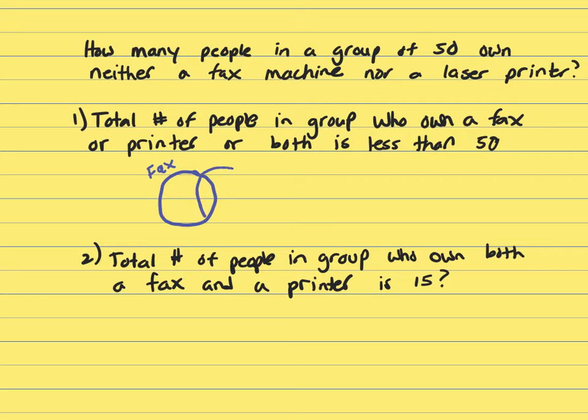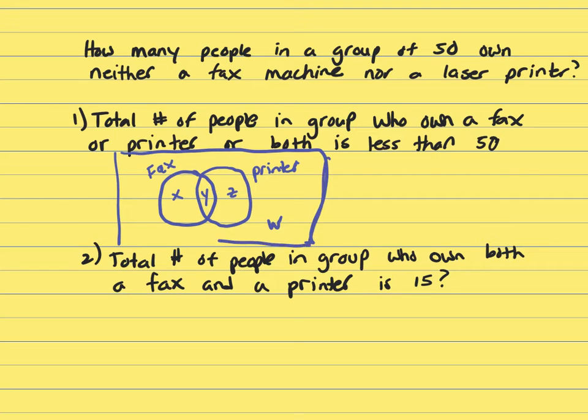Of course, some people have a fax and a printer. So I'm going to let X be the number of people who have a fax, Y be the number of people that have both, and Z be the number that have a printer only. But we're trying to find how many people in a group of 50 own neither a fax machine nor a laser machine. So we got some people out here, and they don't own either one. So this is a Venn diagram.